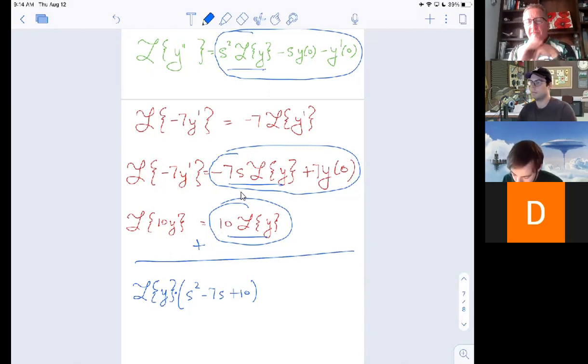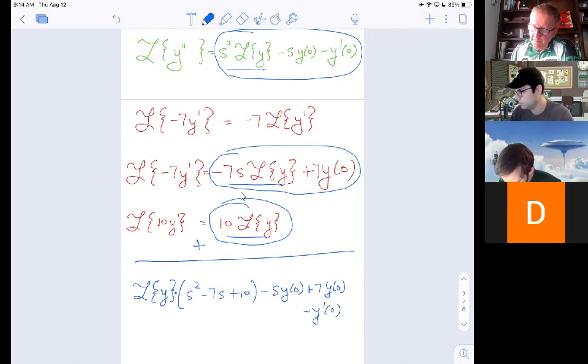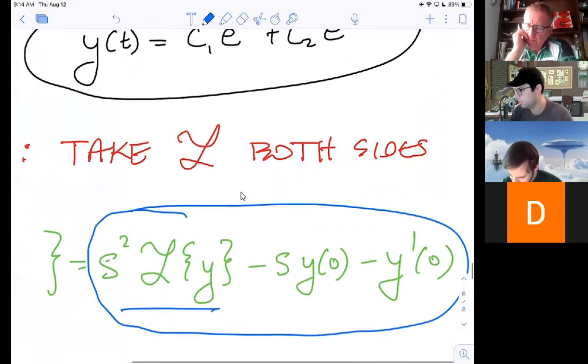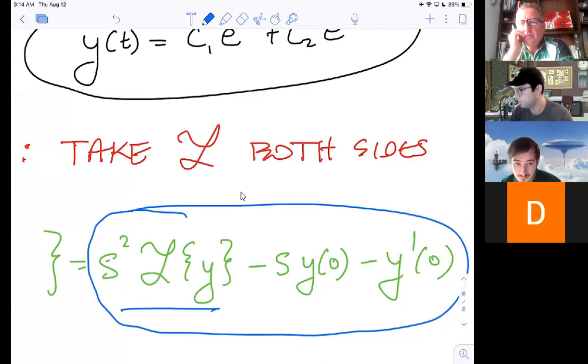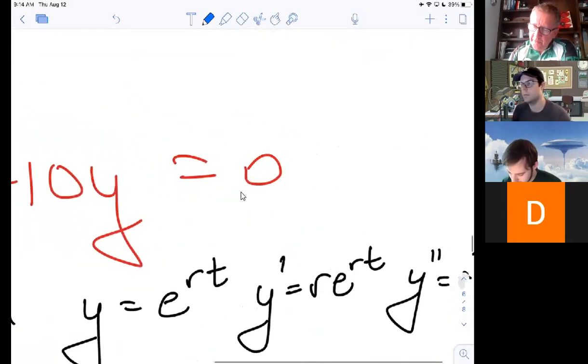And let's see, what have I left out? Well, let's just write all the other junk down there. So I have a minus s y of 0. I have a plus 7 y of 0. And then I have a minus y prime of 0, right? And wait, what is all that equal to? What did I say I was going to do right here? It's going to be equal to 0. Laplace transform both sides. So that means I have to take the Laplace transform of 0.